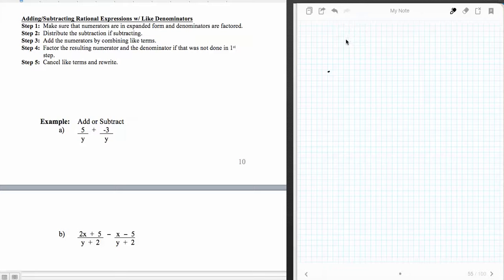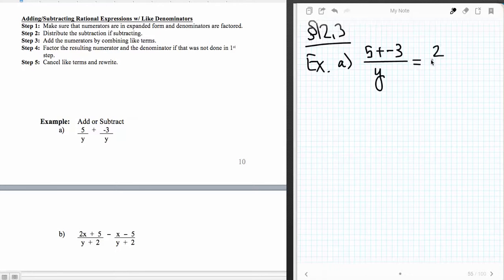All right, we're going to review quickly for section 12.3, adding and subtracting rational expressions with like denominators. In the adding and subtracting, it's just like adding and subtracting fractions, where as long as we have a denominator that is exactly the same, we simply add the numerators and you carry along that common denominator. So our example here on page 10, example A, it says we have 5 plus a negative 3 all over that common denominator of y, which means we have 2 over y, and that gives us our final answer.